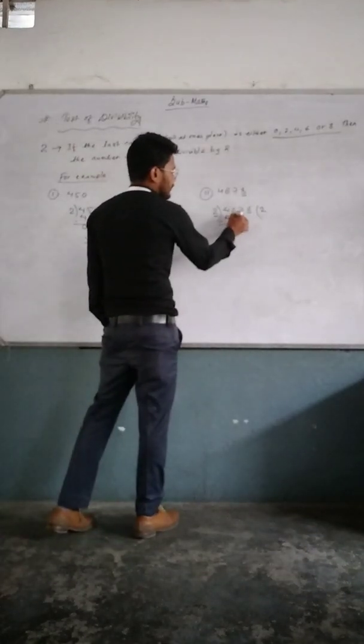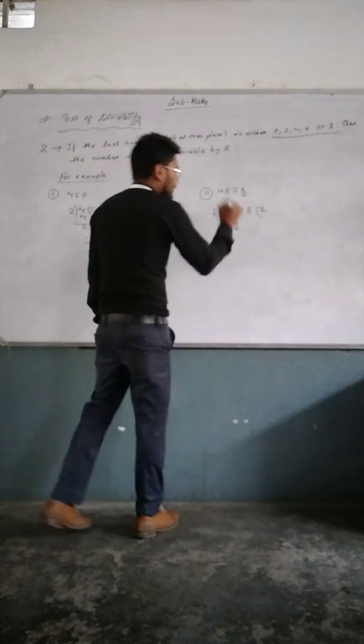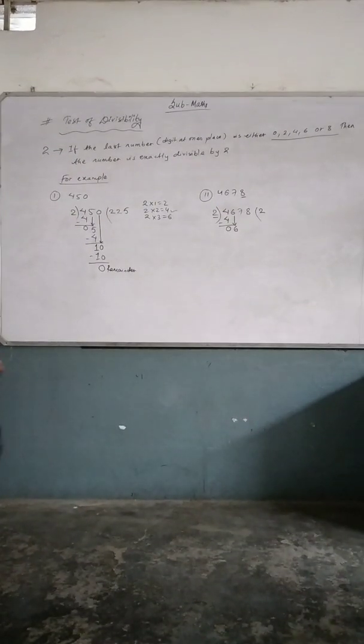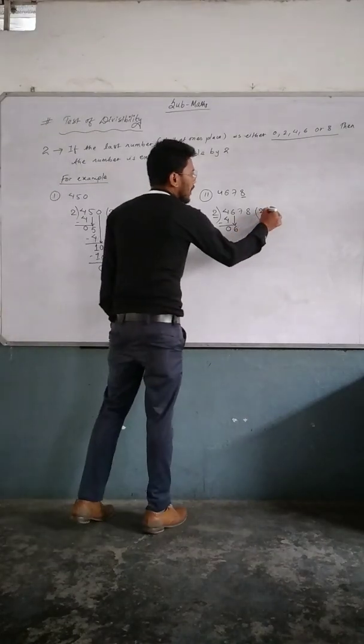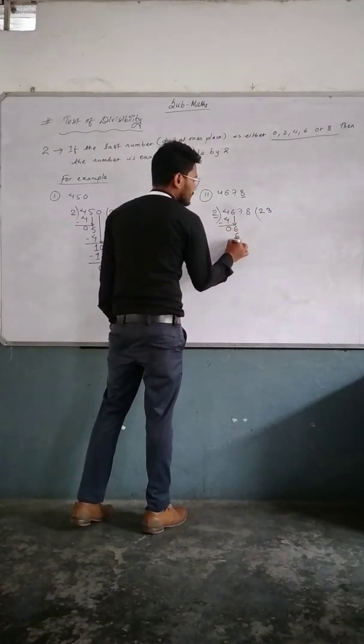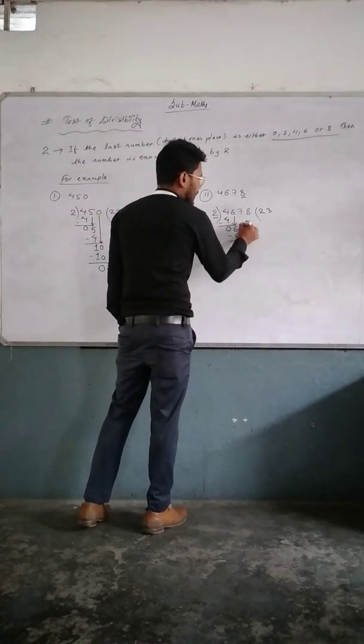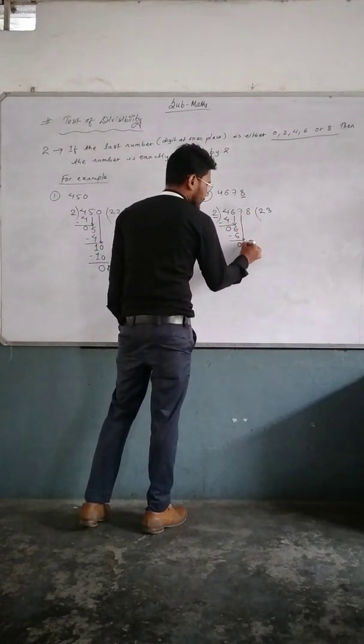Now you bring this 6 down only. Now again once you check in the table of 2. Yes, it is there. So how many times 6? 3. Now again you subtract it. 6 minus 6, 0. Now still a number is here, so let us bring this down.